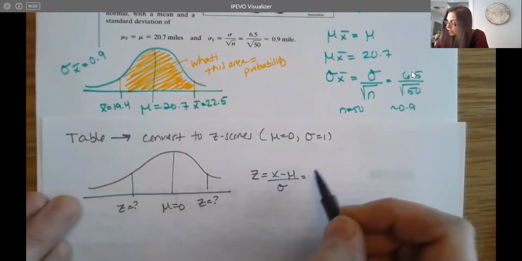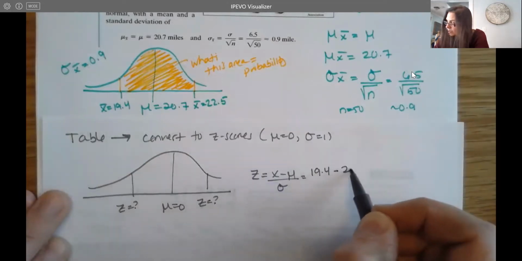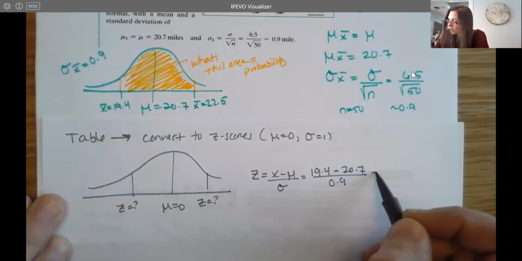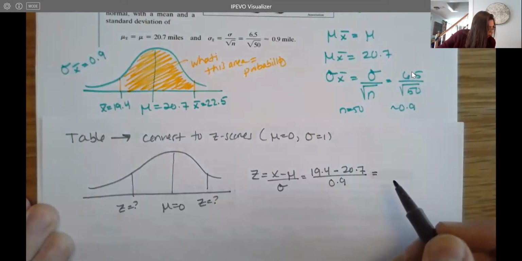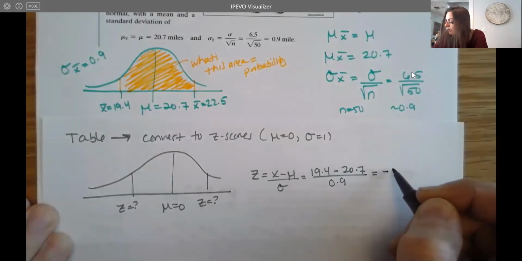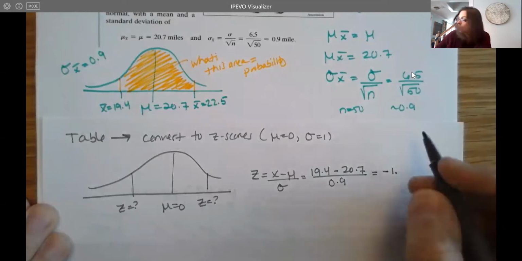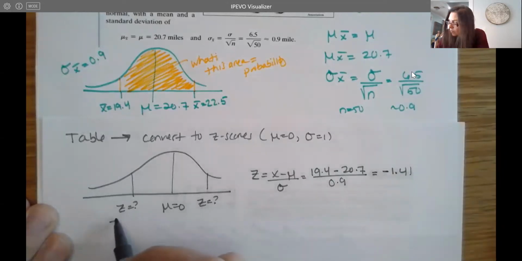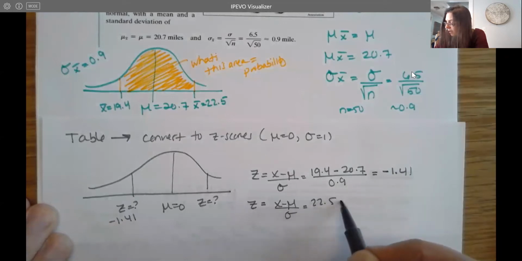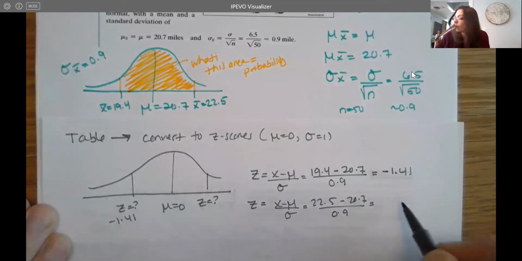My x value here is 19.4. My mean is 20.7, and my standard deviation is 0.9. So for the first one, I should get negative 1.41. And then for my other value, I use 22.5, and I get about 1.96. So we are rounding here. So this is 1.96.